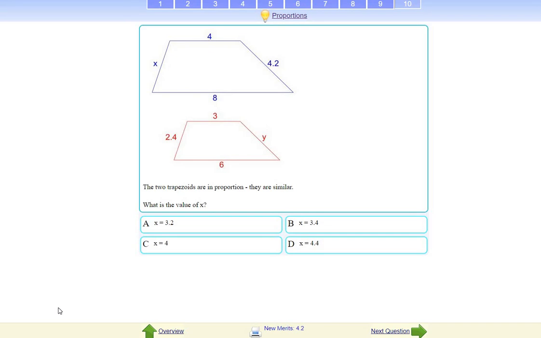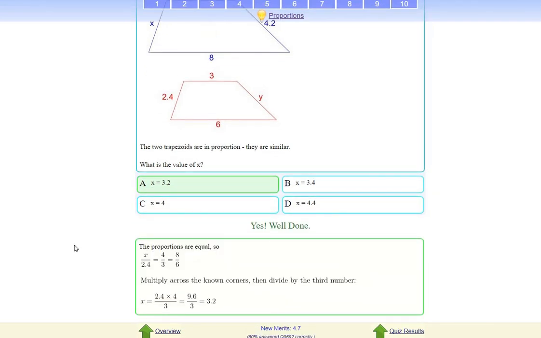I don't know. You don't know. You can use 3 or 4 or 6 or 8, right? So if you divide 4 by 3, that's 1.333, same as 8 divided by 6. And then you multiply it by 2.4, you get 3.19, or 3.2. Okay?